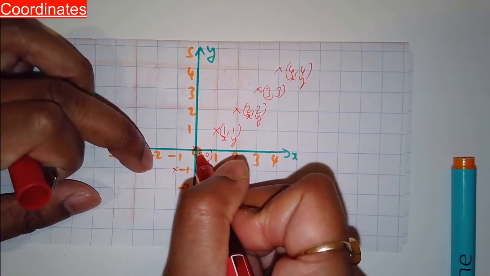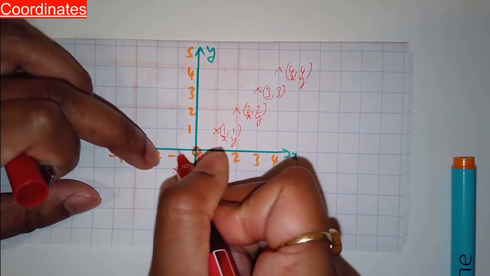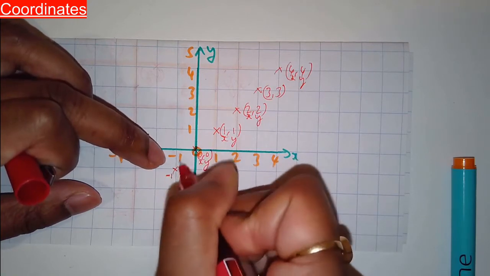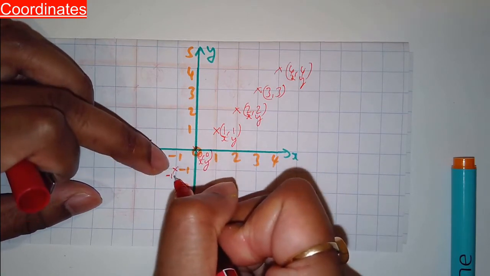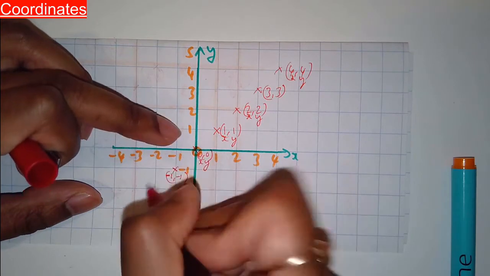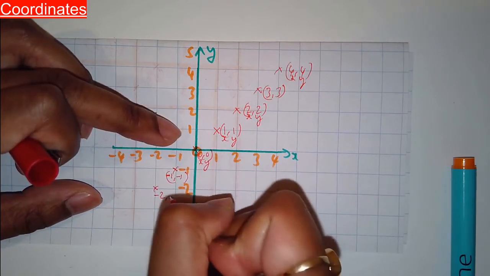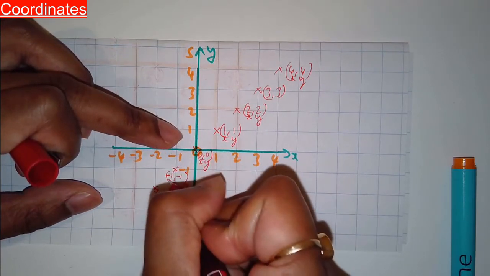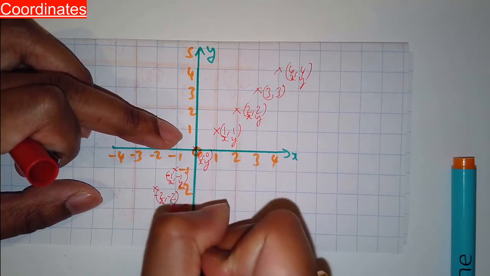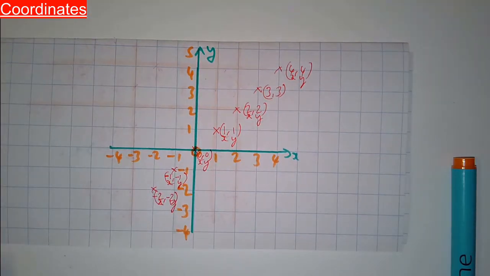Right, from here to here, you go 1 to the left, that's negative 1. And you go 1 down, that's also negative 1. That's negative 2, negative 2. Remember, that's your x value, that's your y value. But what do you notice?